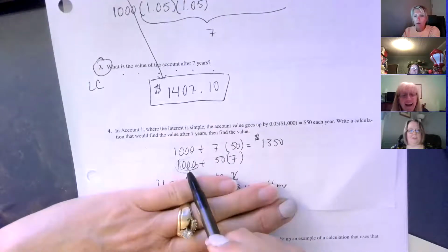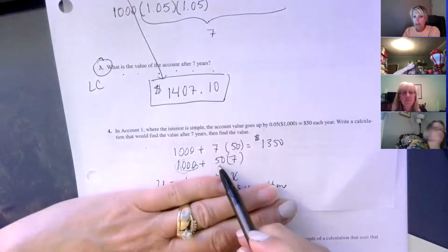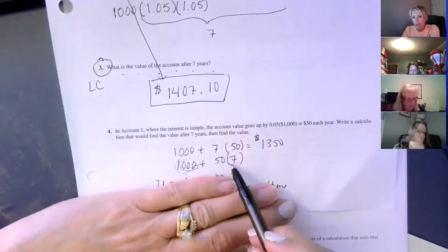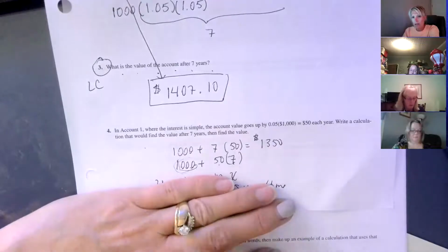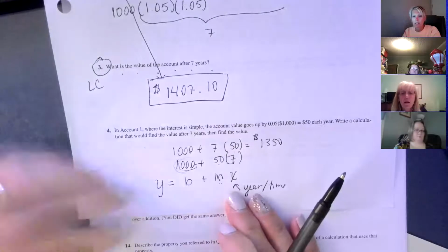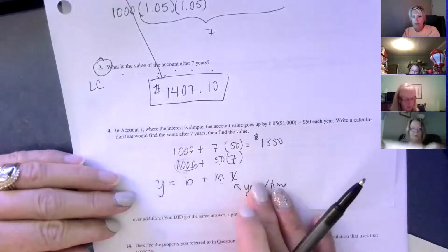Right now, we all know what the 1,000 means. It's our original value. We all have a common language of what the 50 means. It's our interest for a year. And we all have a common language of what the 7 means. It's our years. So we're all comfortable with that. It's just when we start getting letters, we start getting flustered because we don't have a common language. So we'll keep introducing it over the next few lessons.